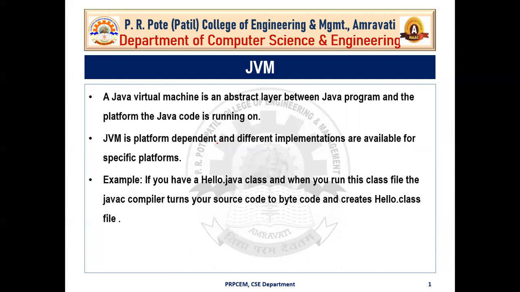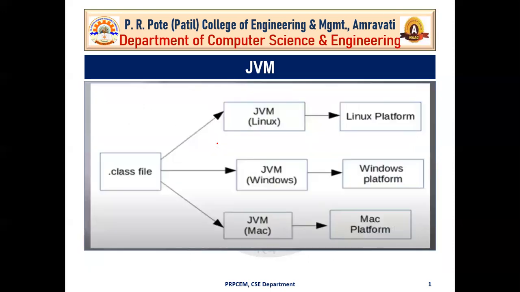Okay. So as you can see from the figure, there is a .class file which is given to any platform like the Linux platform, Windows platform, or Mac OS platform. It will convert it into machine code. Okay. The .class file is given to any platform, that is Linux, Windows and Mac, and it then converts it into machine code. And this is what is happening in the Java virtual machine.